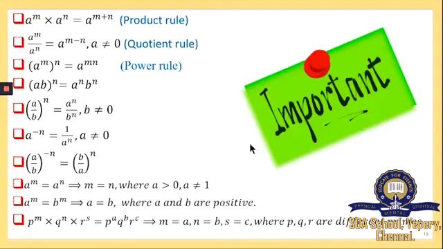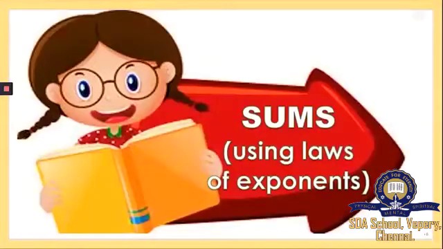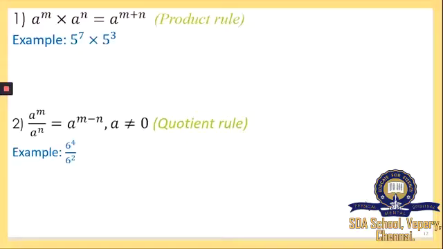Now let us see how to use all these laws in example sums. So the first law is a power m into a power n equals a power m plus n. Here the given question is 5 power 7 into 5 power 3. If you observe the question, it is in the form of a power m into a power n, right? So we can apply this law. Here the a value is 5, m value is 7 and n value is 3.